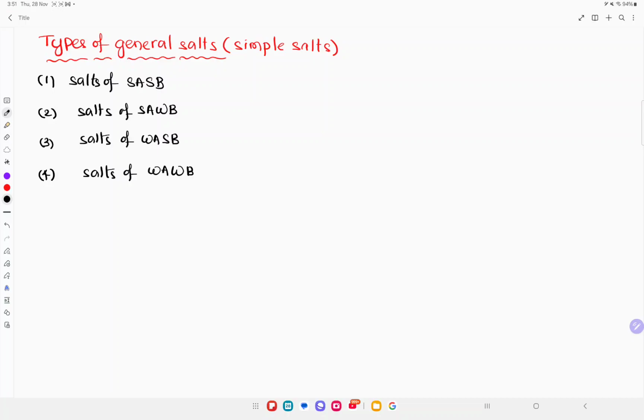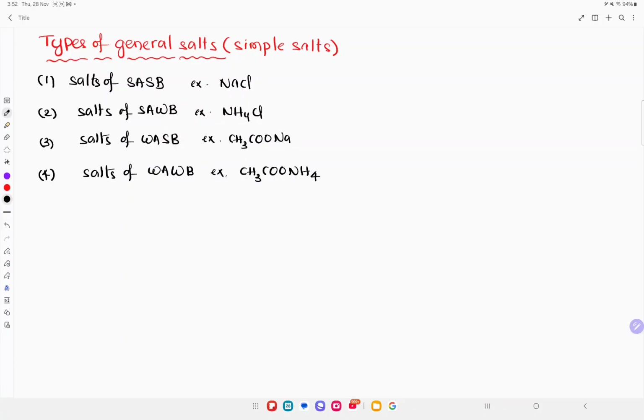Example for salt of strong acid and strong base is NaCl, and example for salt of strong acid and weak base is ammonium chloride. Example for weak acid and strong base is CH3COONa, sodium acetate. Example for weak acid and weak base salt is ammonium acetate, CH3COONH4.